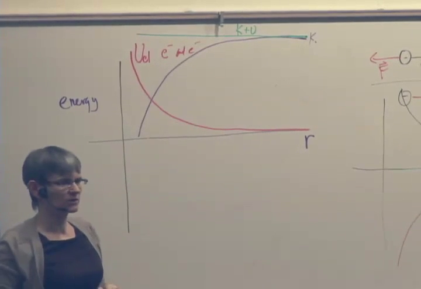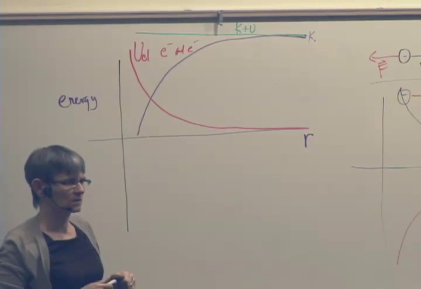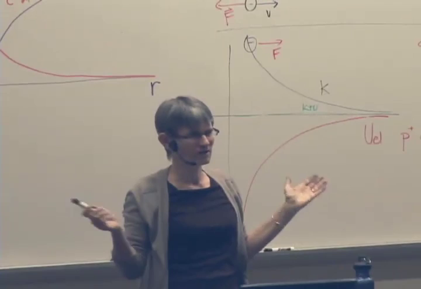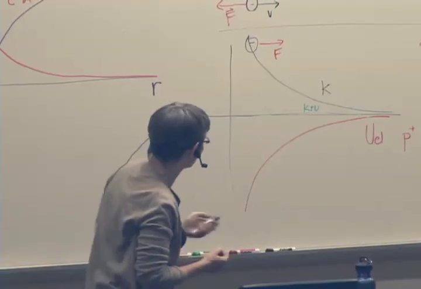So we have to think about the particular system. Gravitational energy is easier because it's always attractive each other. They're always an attractive force.